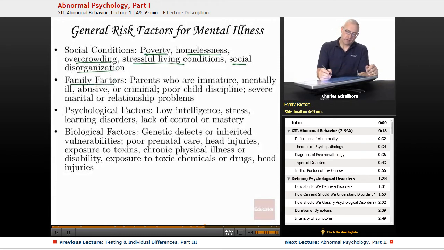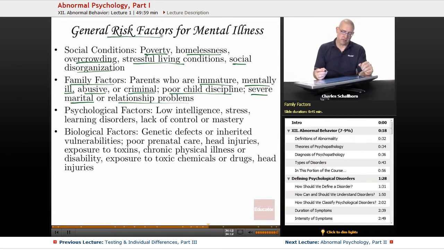Then there are going to be family factors. Parents who are immature. This is one of the reasons why it's not good for teenagers to be having children, because they themselves haven't figured themselves out yet. And so it's difficult to care properly for children that you have yourself when you are that young, when you haven't figured life out yourself. When you have parents who are mentally ill, parents who are abusive, parents who are criminal, parents who have poor child discipline, and by discipline I mean structure, not that they hit their kids, but that they have structure for their kids. And also family factors where you have severe marital or relationship problems. Those are other factors that help increase the risk for us having mental disorders.